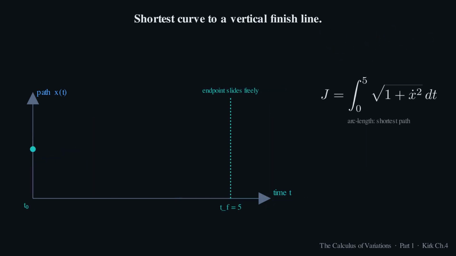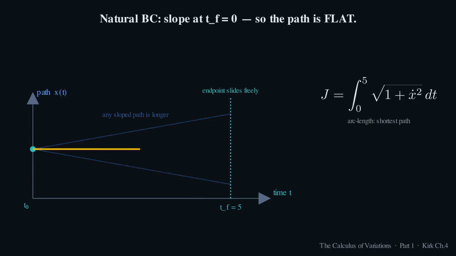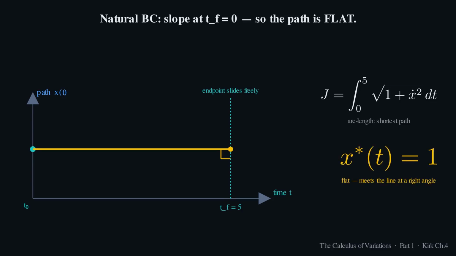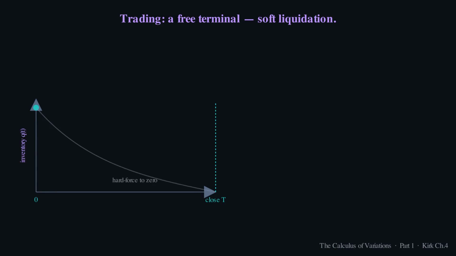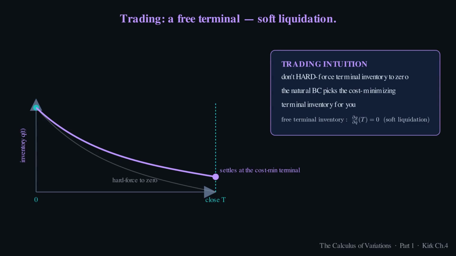Think about what that means. When both ends are pinned, you are imposing the answer at the boundary. When an end is free, the mathematics fills it in for you, finding the endpoint that makes the cost as small as it can be. For the shortest path to a vertical finish line, the curve must arrive perfectly flat, meeting the line at a right angle. Any steeper approach is a longer path. In trading, this is soft liquidation. If you don't force your inventory all the way to exactly 0 by the bell, the natural condition picks on its own the terminal inventory that minimizes your total cost.